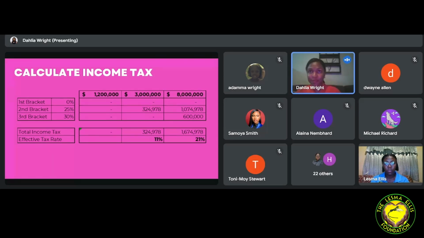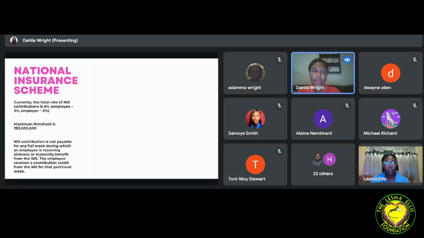If you're making 8 million, they're only going to charge you 3% of $5 million. So for the NIS, anything over 5 million, they won't tax you on that portion of your pay. So the maximum you're gonna be paying is $12,500 a month, right? And I don't have the quick calculation for the fortnightly amount. But the maximum you're gonna be paying is $12,500 a month, right?